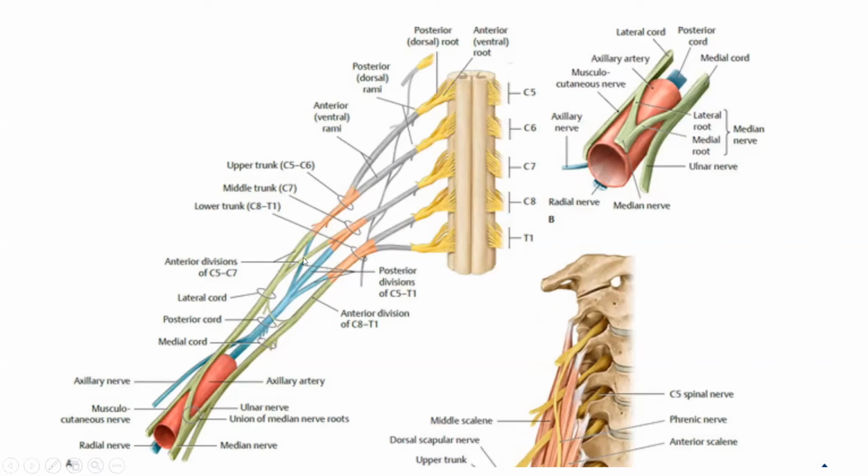The branches of the brachial plexus, we divide them into the infraclavicular part and the supraclavicular part, that is, before passing the clavicle and after passing under the clavicle. So here again you can see the cords: the lateral cord, the posterior cord, and the medial cord. The lateral cord gives two main branches. One is the musculocutaneous nerve that we already mentioned in the muscles of the upper limb.